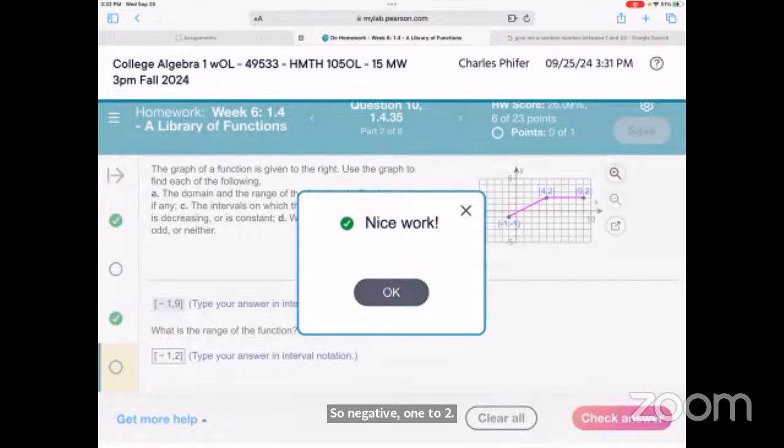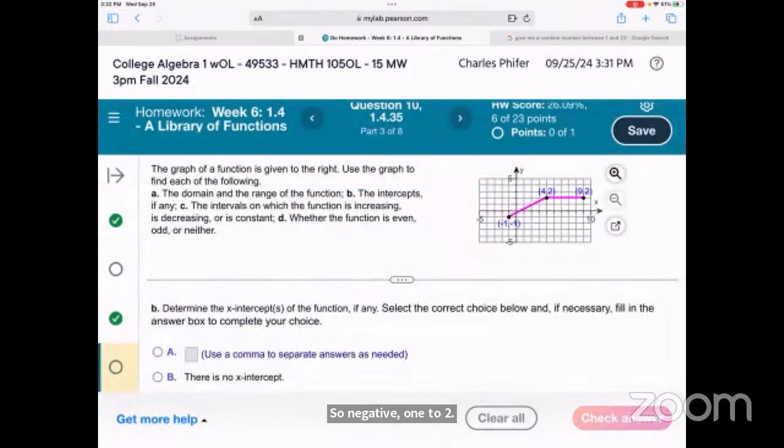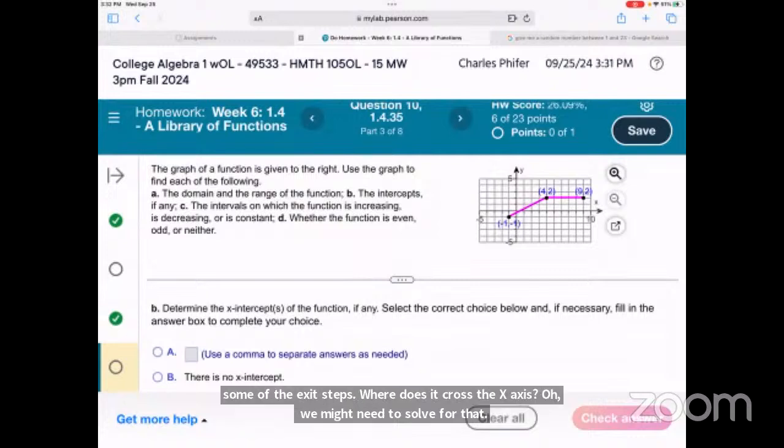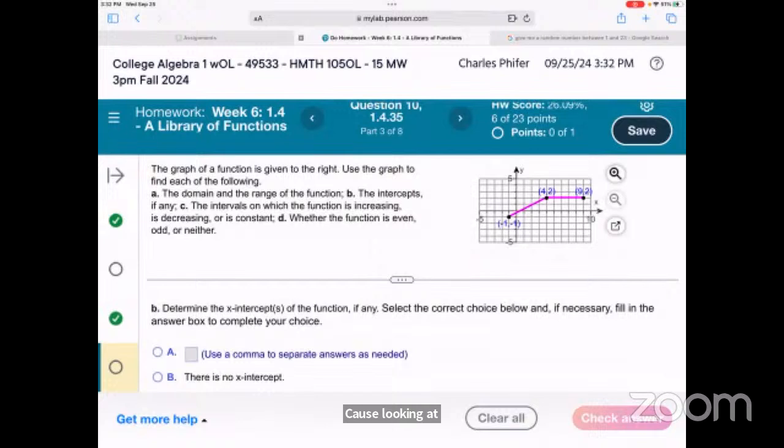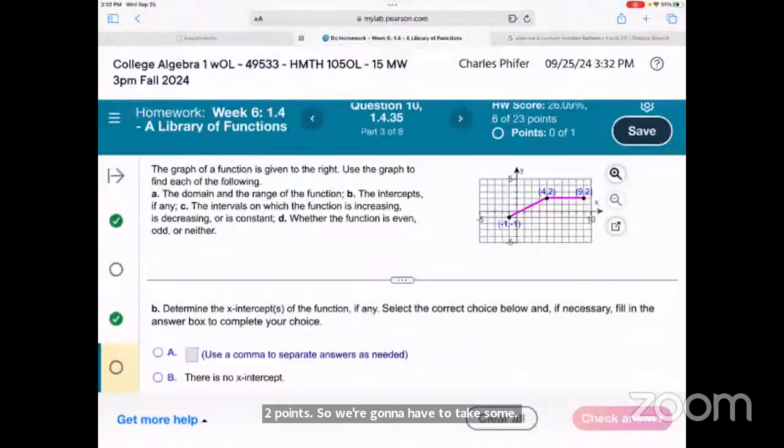Determine the x-intercepts. Where does it cross the x-axis? Oh, we might need to solve for that. Because looking at it, it looks like it crosses between 0 and 1. So to find it exact, we would need to find the equation of the line through those 2 points. So we're going to have to take some notes on this one. I'll just screenshot.